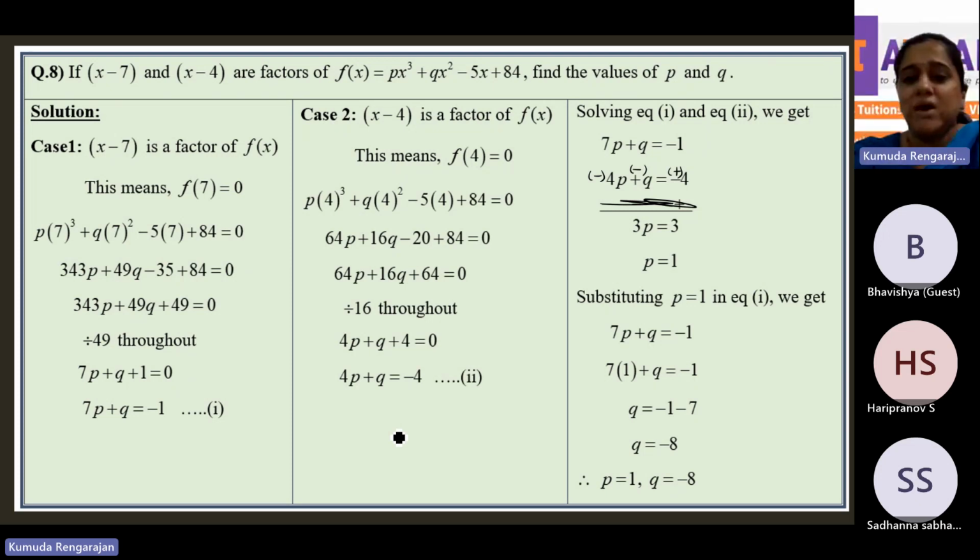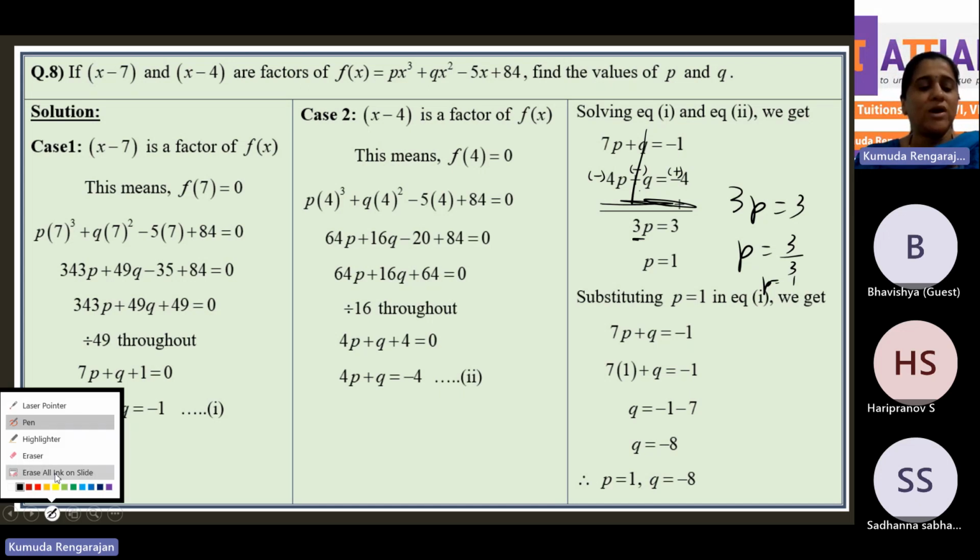Now let us simplify. What is 7P minus 4P? Take the new sign. 3P. Plus Q minus Q cancels. 0. So you've eliminated Q. Q is gone. Q has disappeared. Now it is equal to minus 1 plus 4, which is 3. So 3P is equal to 3. P is equal to 3 by 3. P is equal to 1.